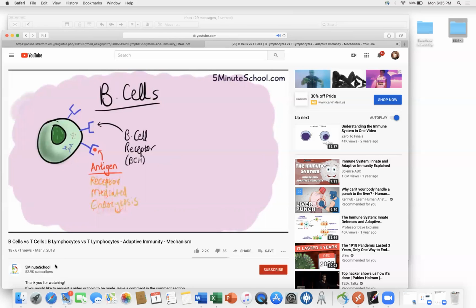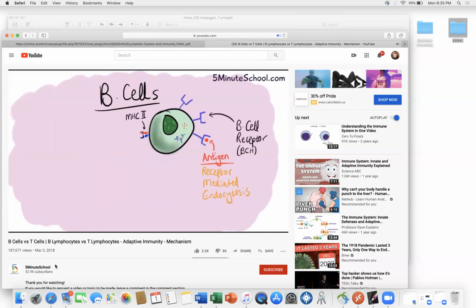process called receptor-mediated endocytosis. The B cell then breaks down the antigen, and the breakdown products are then placed on the surface of the B cell in a special type of molecule called a major histocompatibility complex. And in B cells, it's the second class of major histocompatibility complex which is present. The reason that this occurs is it allows helper T cells, which are also known as CD4 lymphocytes, to recognize and bind onto the major histocompatibility complex class 2.